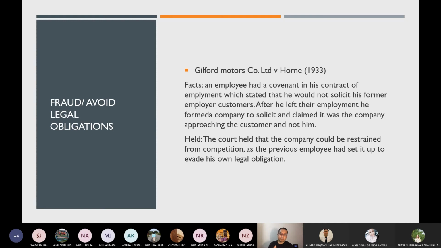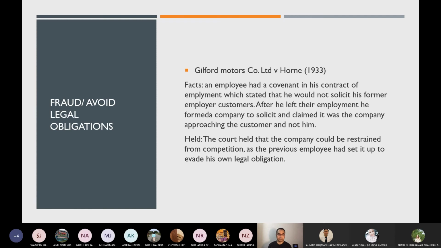So you see that sometimes, with this employee's contract with the previous employer, as we know from the principle of sanctity of contract, the contract is only binding on the parties to the contract. In this case, the former employee used this principle: the contract is between the former employer and him, so he formed another company which is not bound by this contract. Since the company and the former employee are two separate entities, he said he did not breach any legal contract.